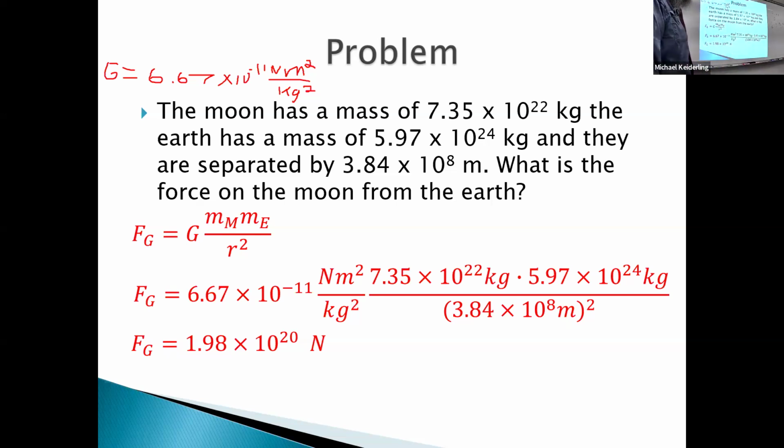And the acceleration of the moon caused by the Earth, you can find by dividing by the mass of the moon. And that's like 2.7 times 10 to the minus 3 meters per second squared, 0.0027 meters per second squared.